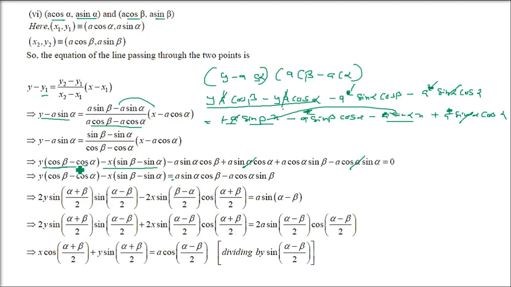Cos beta minus cos alpha, we are going to use the formula. So we will use the cos x minus cos y formula: minus 2 sin alpha plus beta by 2 sin alpha minus beta by 2. Now sin beta minus sin alpha: we have 2 sin beta minus alpha by 2 cos alpha plus beta by 2. Now you just see that we have alpha minus beta with y and beta minus alpha with x. So we have to just see how we rearrange it.